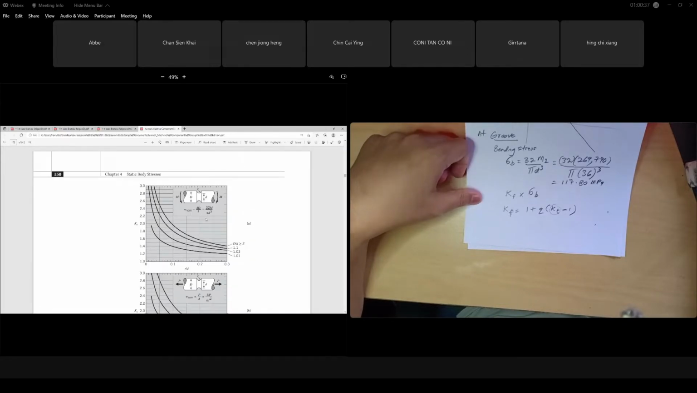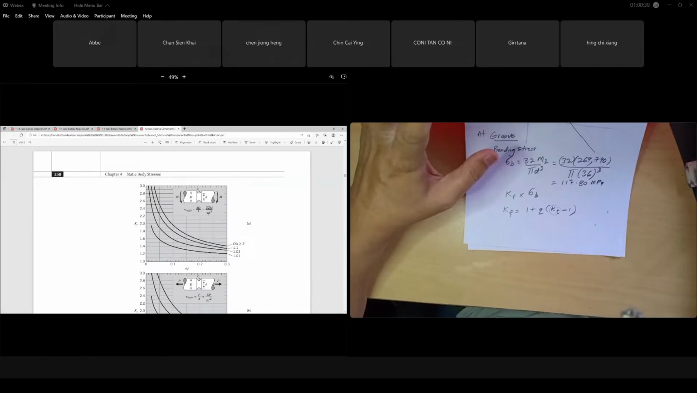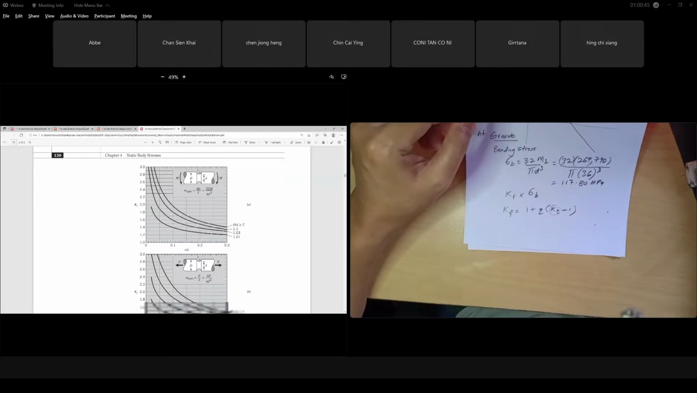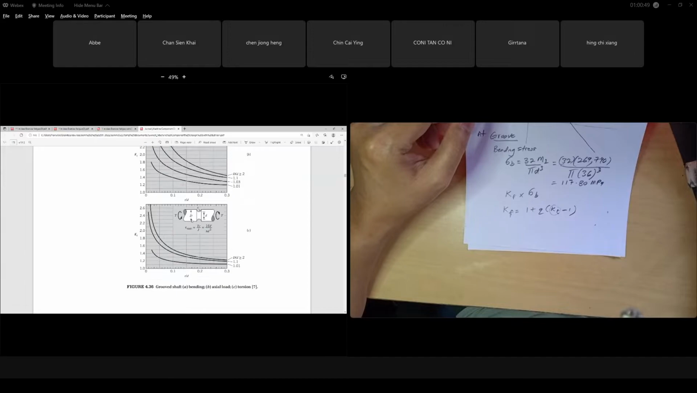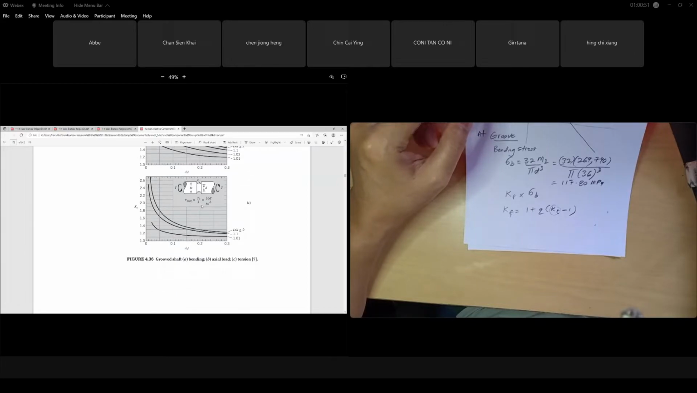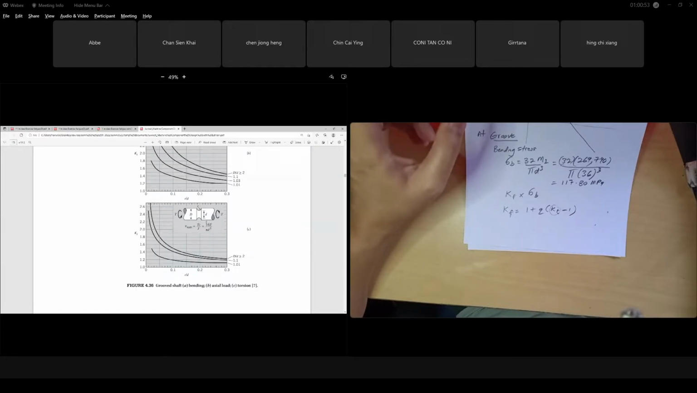The groove of shaft has three categories. One is the case for bending, the moment. Moment means bending case. We need to find the value of Kt. This one is for axial stress case, where we need to find the value of Kt. And this one is the torsional stress case. We need to find the value of Kt.